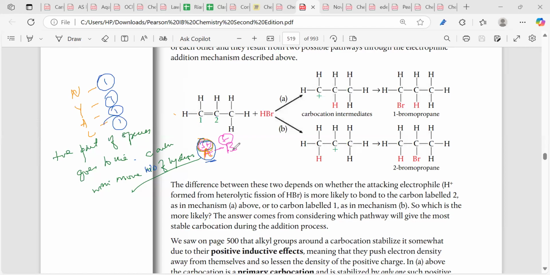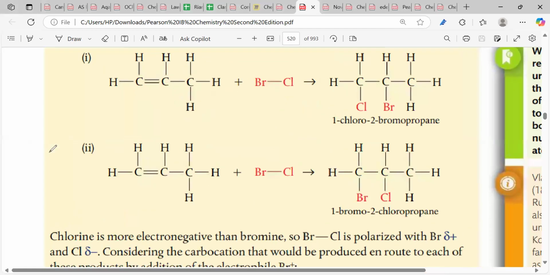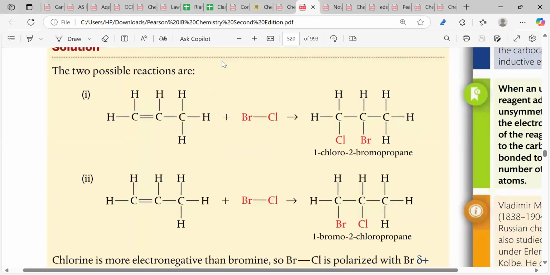Just remember that if you have a species added to an unsymmetrical alkene, the positive part will be going to the carbon with more number of hydrogens. Now go to the next part. When we think about this reaction, can you tell me, when you go down the group, fluorine, chlorine, bromine, iodine, does the electronegativity decrease or increase?